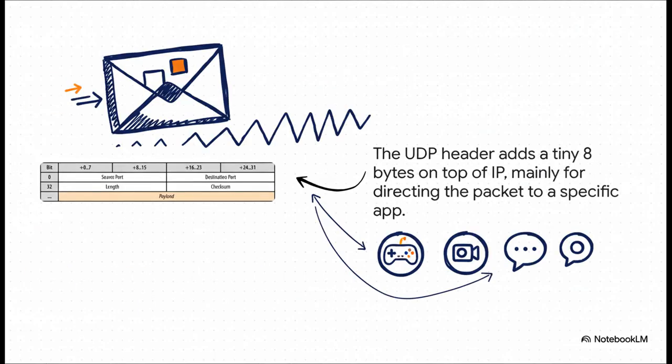So, if the IP layer is already unreliable, what does UDP actually add on top of it? Well, look at this. Barely anything. We're talking a tiny 8-byte header. Its main purpose is to add source and destination port numbers. That's how your computer knows whether to send this incoming data to your video game, your voice call, or some other app. And that's basically it. UDP is pretty much just the raw, unreliable IP protocol with port numbers bolted on.